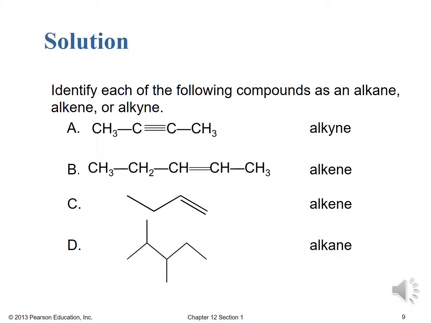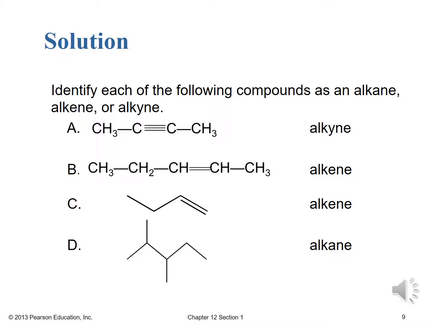Okay, so hopefully that went pretty well for you. I'm guessing the first 2 were pretty easy. A, with that triple bond, is definitely an alkyne, and then B, with the double bond, is an alkene. Moving on to C and D, notice those are skeletal structures. Hopefully you've been practicing them.